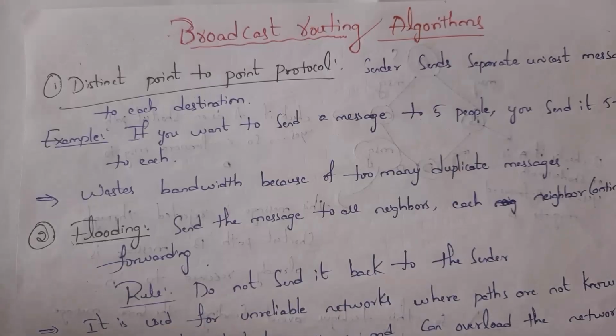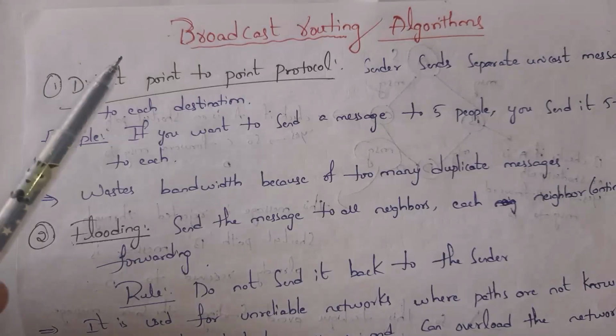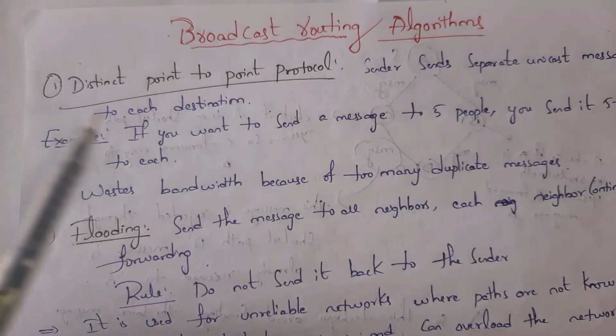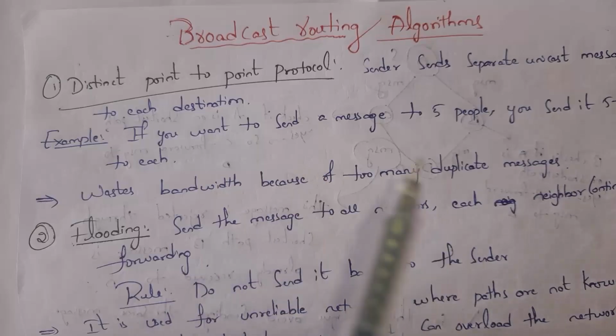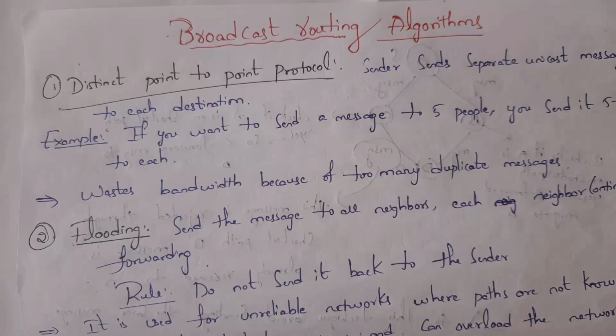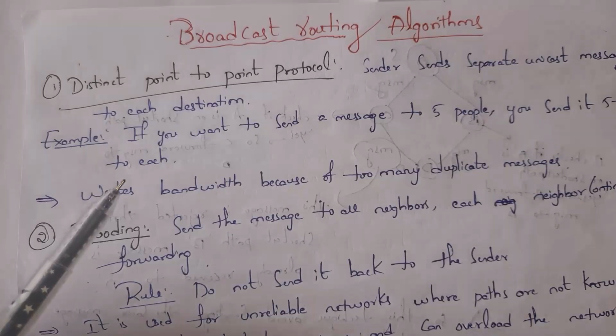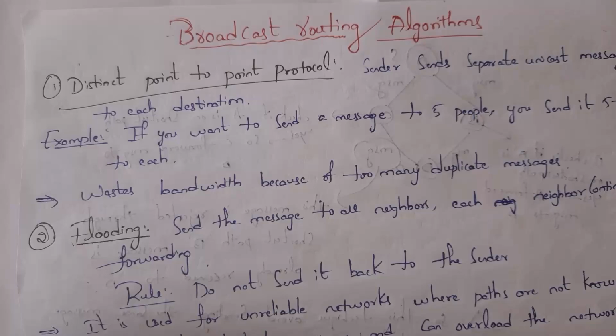Now, these are the various broadcast routing algorithms. And the first one is distinct point-to-point protocol. Actually, it is like unicasting. The sender needs to send a separate unicast message to each destination. For example, let us say the sender wants to send a single message to 5 people. So the sender needs to send the single message 5 times. As the sender is sending the same message 5 times, it will consume a lot of space as there are duplicate messages.